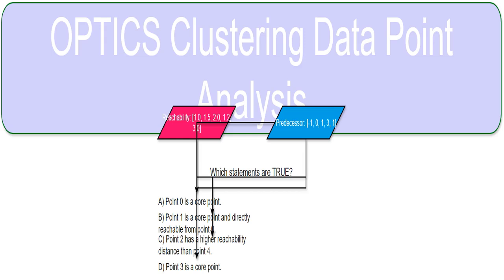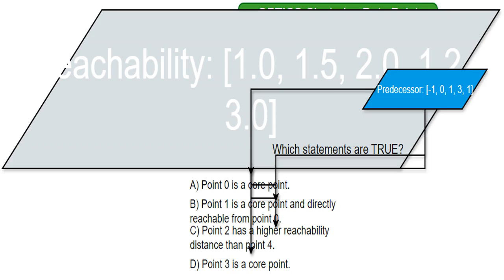I'm analyzing data points using the OPTICS clustering algorithm. This algorithm helps group similar data points together based on their density. This array shows the reachability distance for each data point. A lower reachability distance means a point is more densely surrounded by neighbors. For example, point 0 has a reachability distance of 1.0, the lowest value in this list.